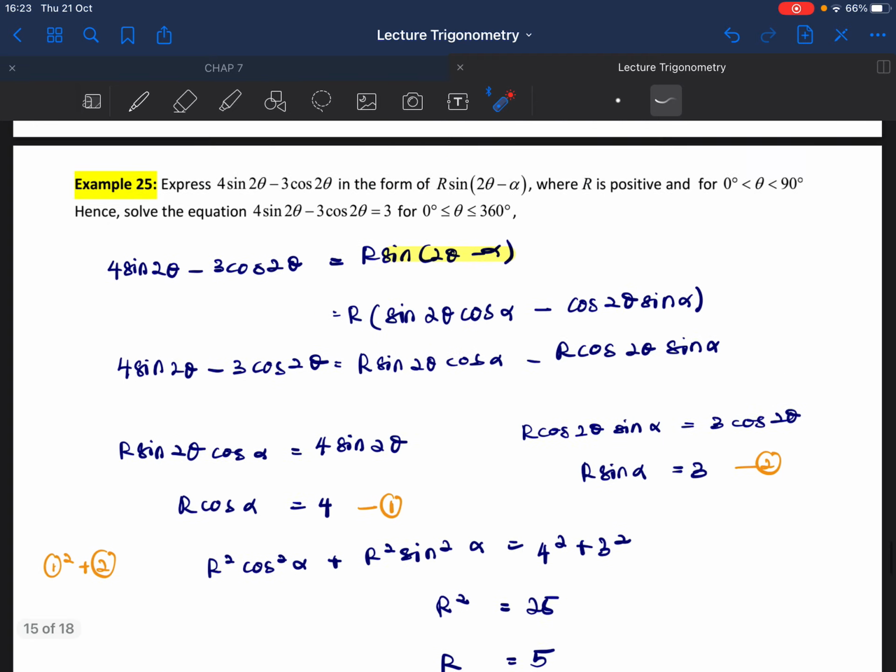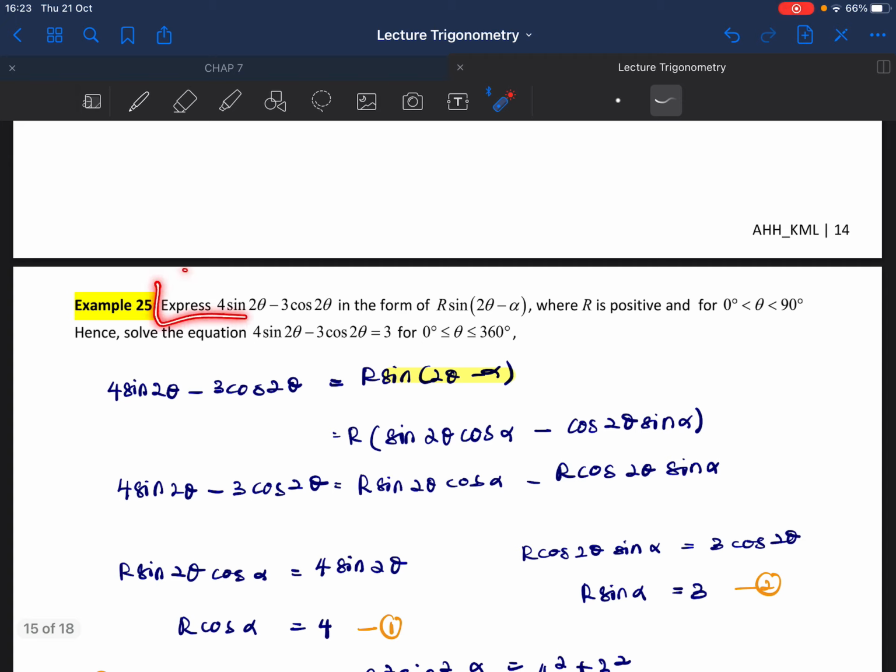Okay, alright, so we have settled the first part of the question here, and then we have this part, hence part ni. Okay, kita ada hence part. The question said solve for sin 2 theta minus 3 cos 2 theta. Okay, so apa yang kita perasan dekat sini for sin 2 theta minus 3 cos 2 theta is equals to this one.